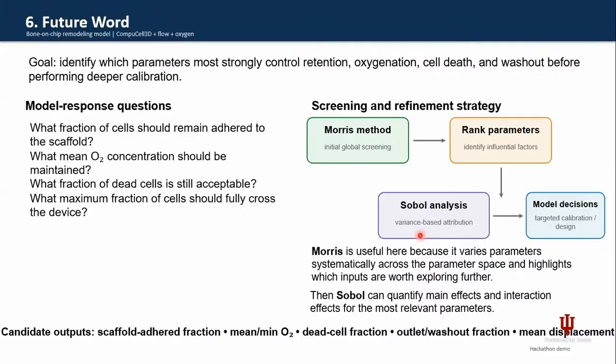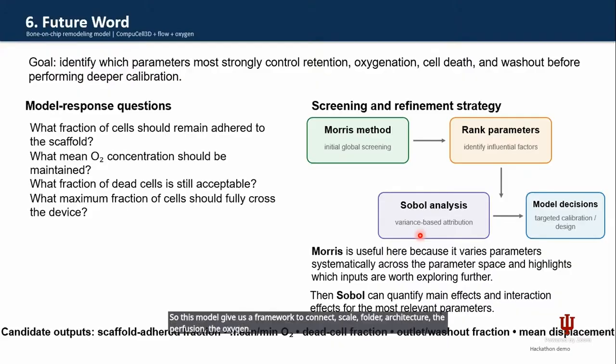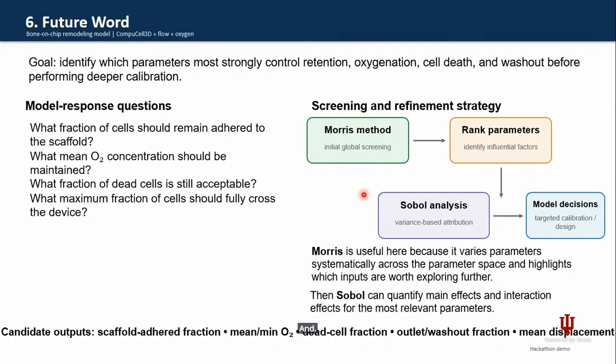So this model gives us a framework to connect scaffold architecture, perfusion, oxygen availability, and cellular retention in a single bone-on-chip simulation.